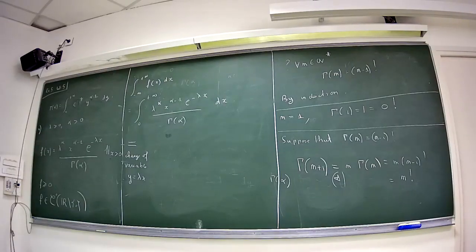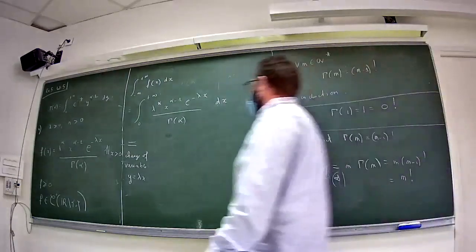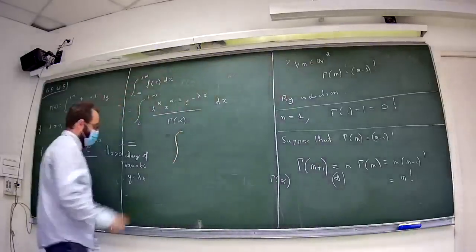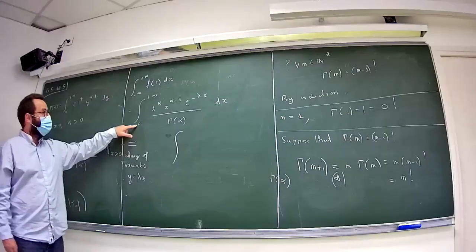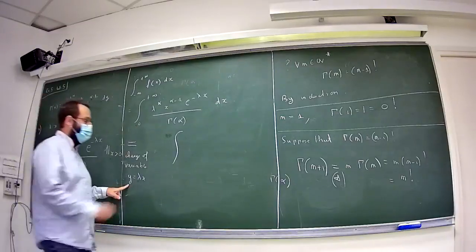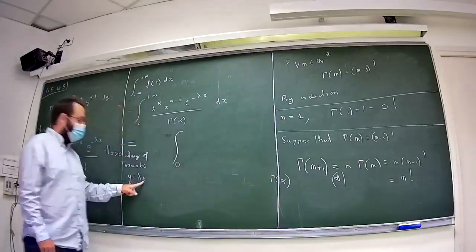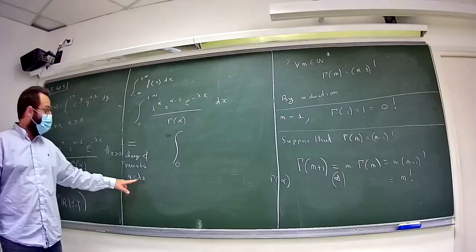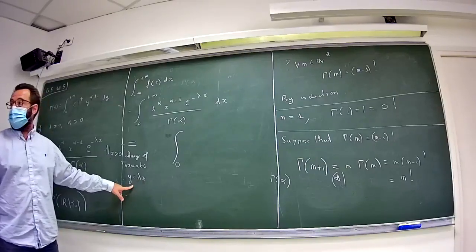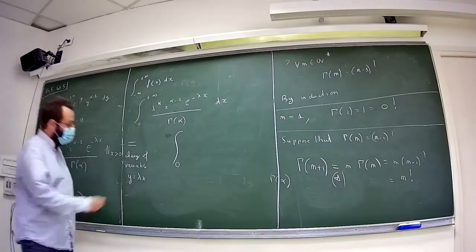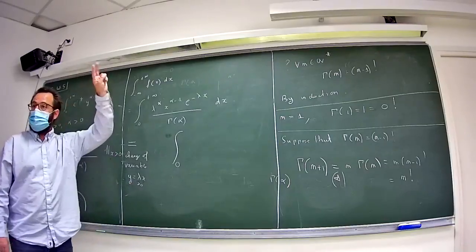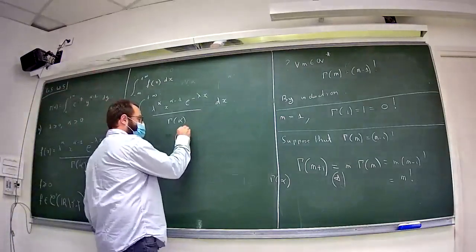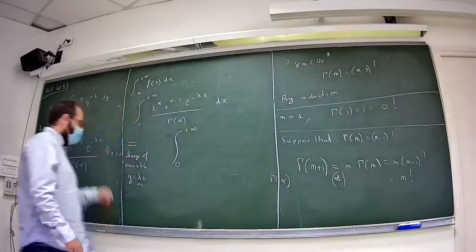So let's do it. First, my bounds. My lambda is strictly positive. So when x is 0, y will be 0 for sure. And when x goes to plus infinity, y will also go toward plus infinity because my lambda here is strictly positive. So I don't change the bounds in the integral. I have plus infinity here.